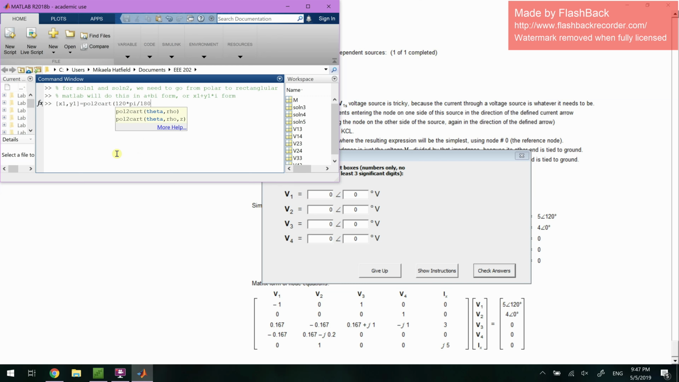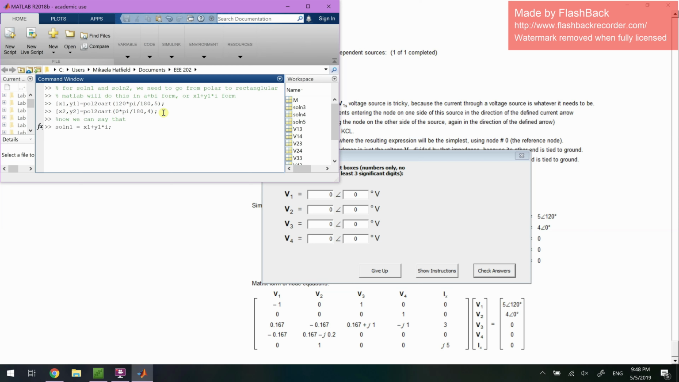So I've chosen x1, y1, and you can see that inside pol2cart, your first argument needs to be the degree, and it actually needs to be in radian form. So I put 120 times pi over 180, and then your second argument is the radius. So I'm just going to copy and paste that, and then replace the information with values appropriate for the second equation. So 0 degrees, radius of 4, and I'm going to assign it to x2 and y2 so that everything is stored properly.